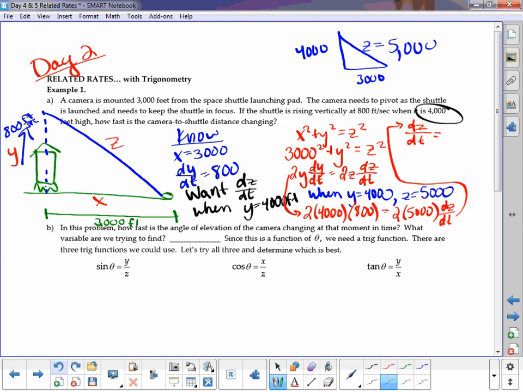Okay. Questions so far before we throw out what the answer is? Okay, what did we get for dz? 640, and what's our units? Feet per second.